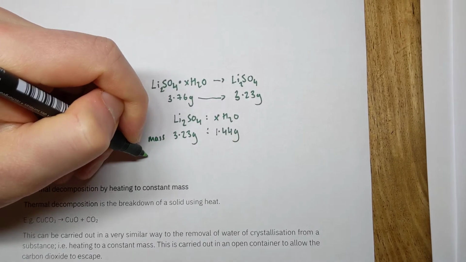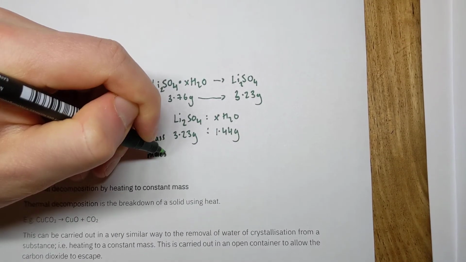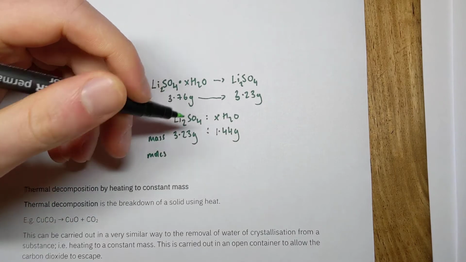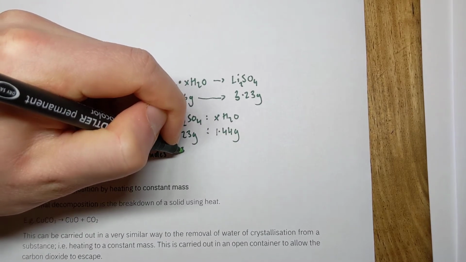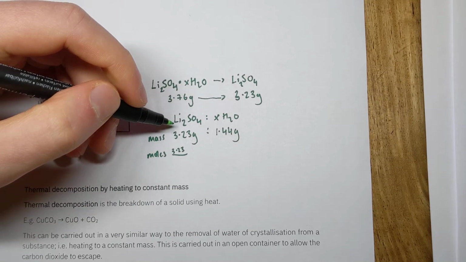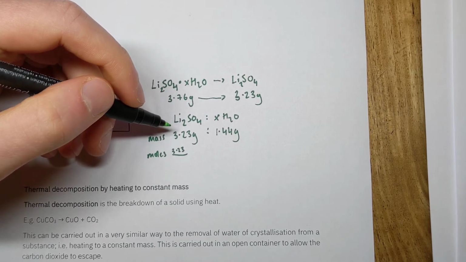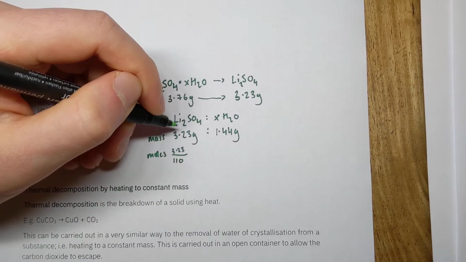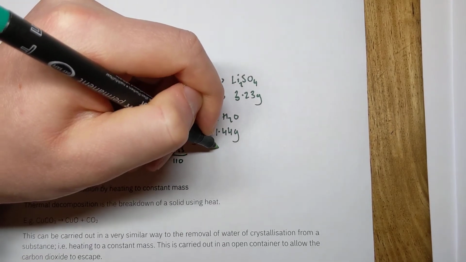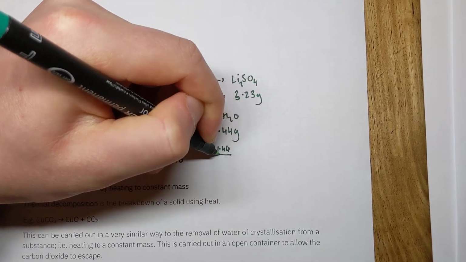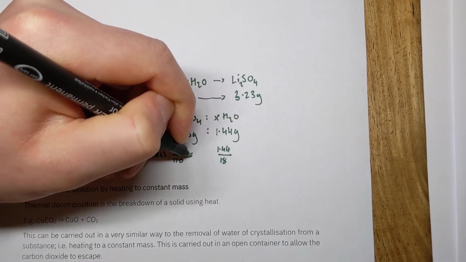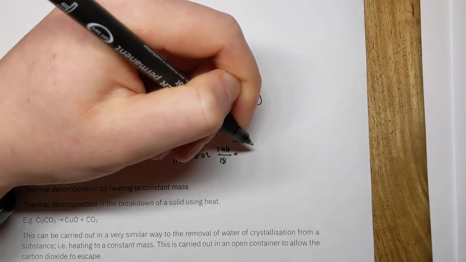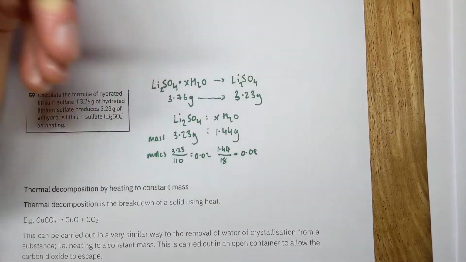I've got masses. I now need moles. Like we did before, moles is mass divided by RFM. So it's going to be 3.23 over the RFM of lithium sulfate, which ends up being 110. I'm sure you can do that by now yourself. Water 1.44, the RFM of water is 18. Getting those two numbers in my calculator, it's 0.02 moles of lithium sulfate and 0.08 moles of water.